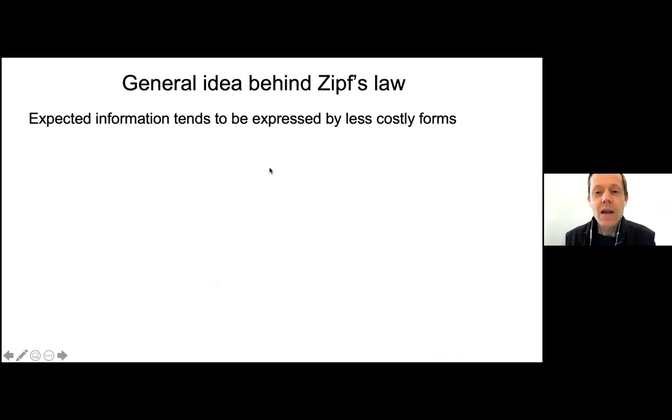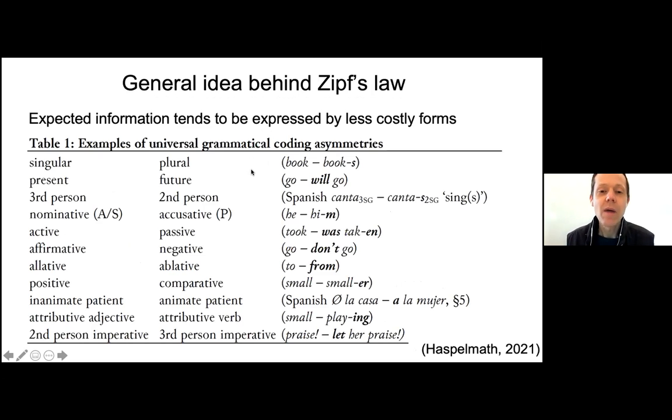This idea behind Zipf's law, that expected information tends to be expressed by less costly forms, applies in places other than the lexicon. It's not just about words. So if you look at grammatical marking, for example, here is a table from a recent paper by Haspelmath. It has a number of grammatical distinctions here. And in each case, the element on the left is more frequent than the element on the right. So singular, more frequent than plural, present, more frequent than future.